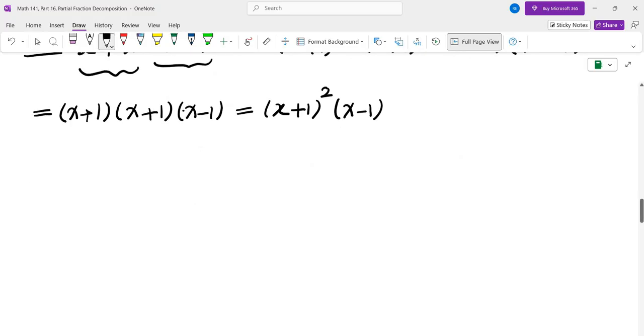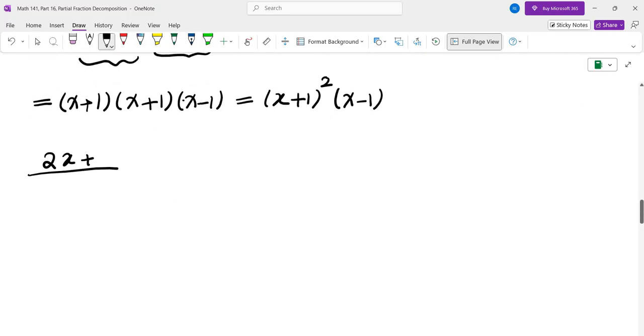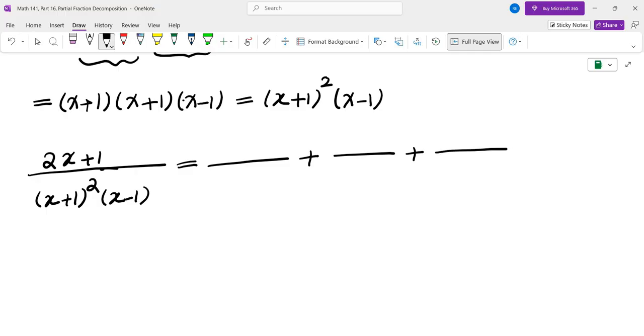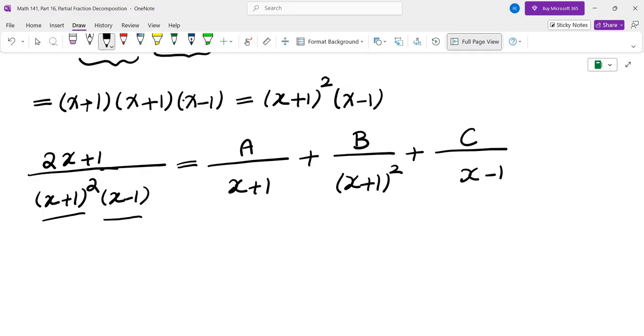Now we're going to write down the partial fraction decomposition. So this is 2x plus 1 over x plus 1 squared times x minus 1. Because the degree of the denominator is 3, we will have 3 fractions. And here is the setup for the fraction. For each of these terms, we'll have one term. One of them is x plus 1, one of them is with x plus 1 squared. And then we have one x minus 1, so we have an x minus 1 as one of the other terms. So this would be a, b, and c.